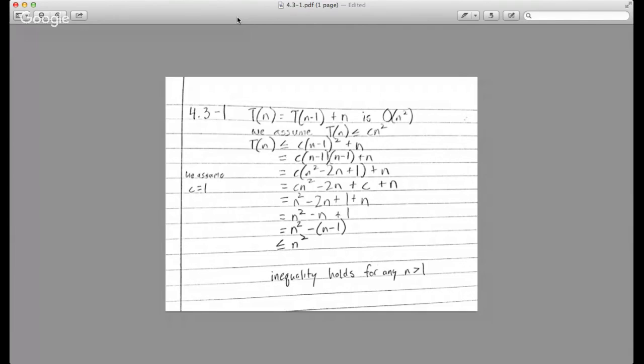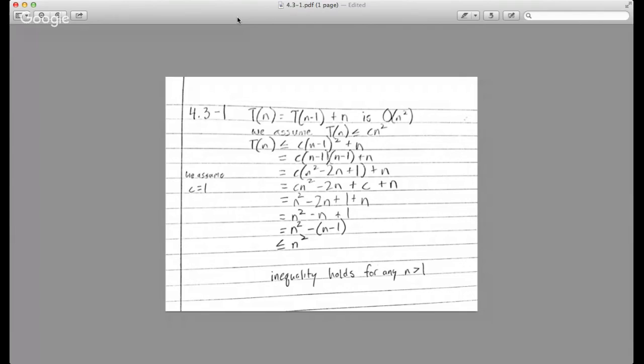And our final answer is going to be less than or equal to n squared. And the reason for that is because we know that n squared minus anything is going to be less than n squared, so n squared is going to be the asymptotic upper bound. And we also find out that the inequality holds for any n that is greater than 1. So then we come to find out that T of n does in fact equal big O of n squared.